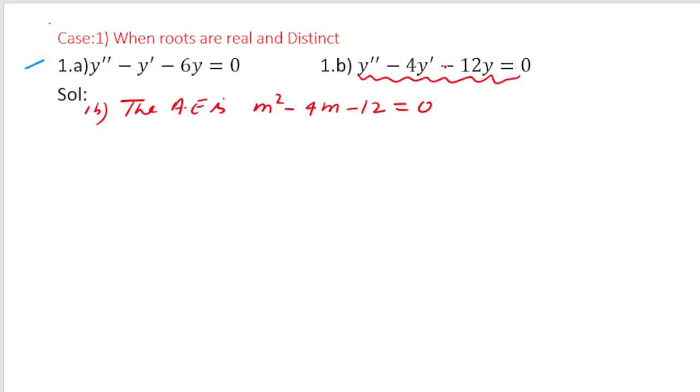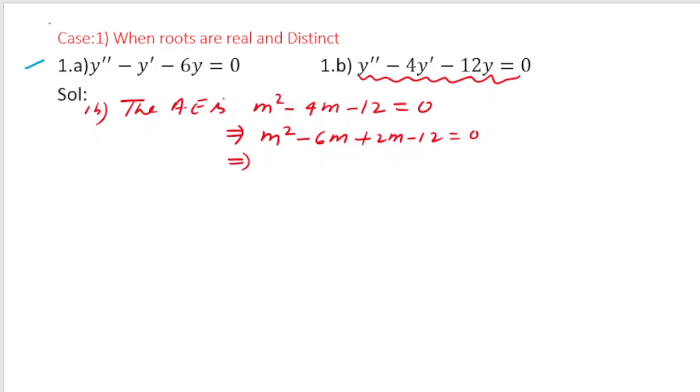Now it was an order 2 equation, so the auxiliary equation I have got is an equation of degree 2, or a polynomial of degree 2. Now we have to find the root. So how do you find the root? You write m square minus 6m plus 2m minus 12 is equal to 0.